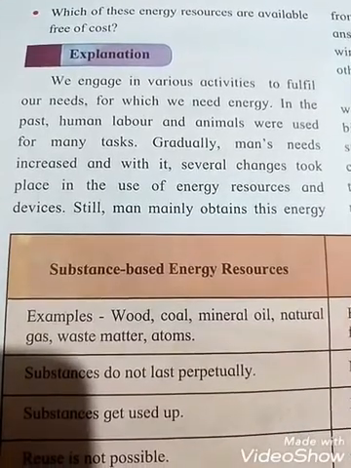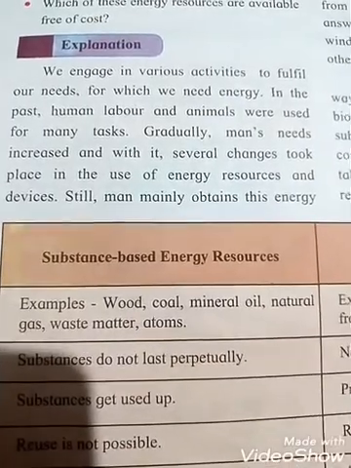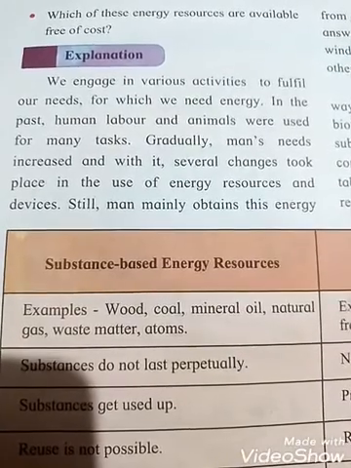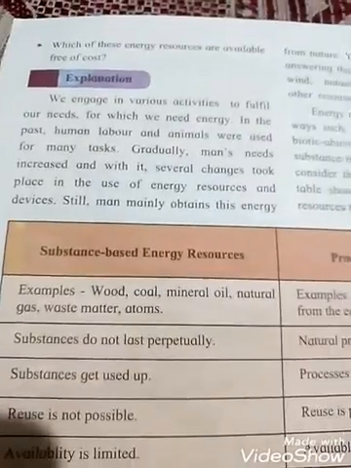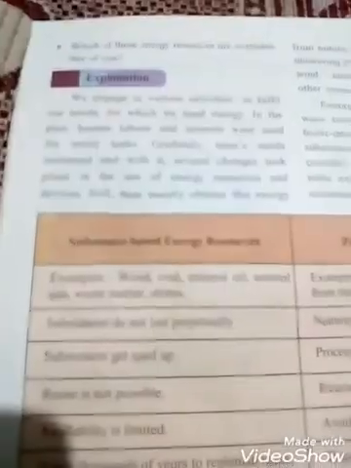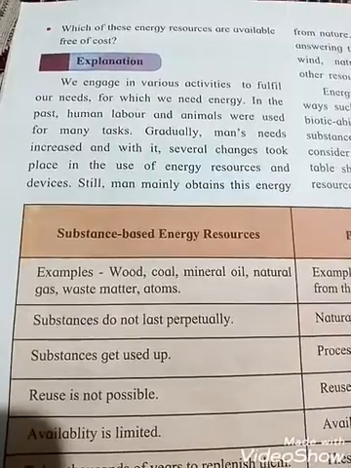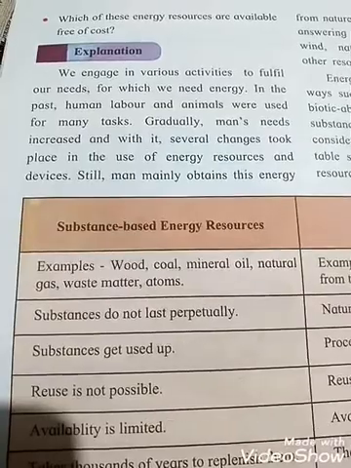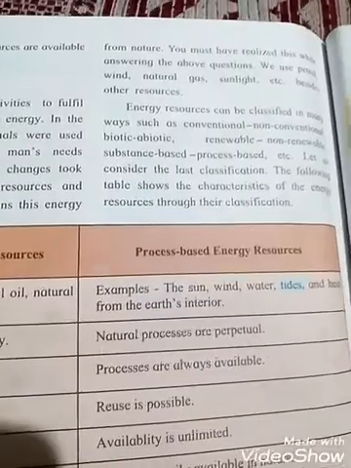Explanation: we engage in various activities to fulfill our needs, for which we need energy. See student, it means we are engaging in various activities to fulfill our needs and for which we need energy. In the past, human labor and animals were used for many tasks. Gradually, man's needs increased, and with it, several changes took place in the use of energy resources and devices. Still, man mainly obtained this energy from nature.